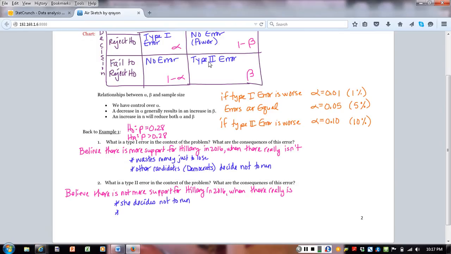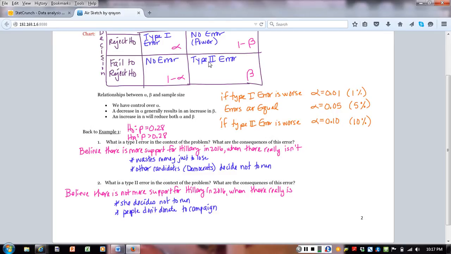Or she decides to run, but if people don't think that she's being supported, they're not going to donate money for her. They don't want to support someone they already think is going to lose.